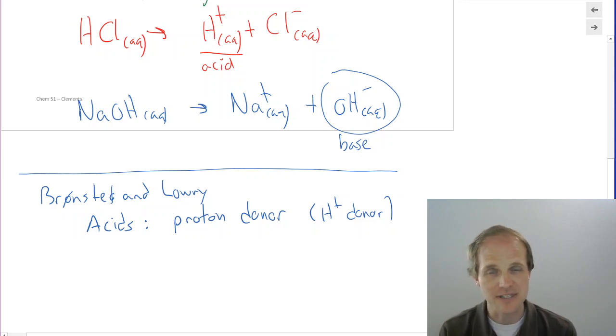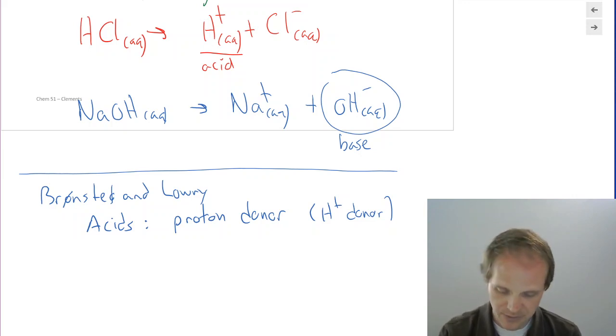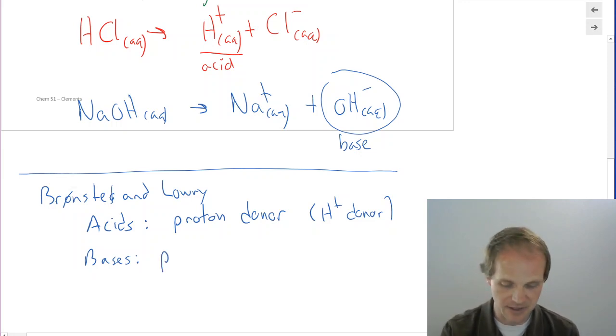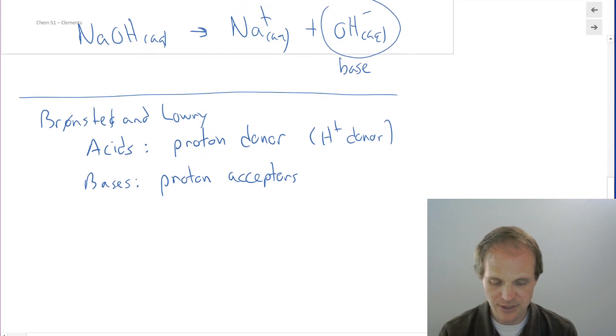So it's a little bit different. It's not saying it's giving off H+, but it's giving H+. So slightly different, and we'll see what that means. Bases, no longer defined by OH-, but actually defined by the protons, and they are proton acceptors, or an H+ acceptor. So let's look at an example.